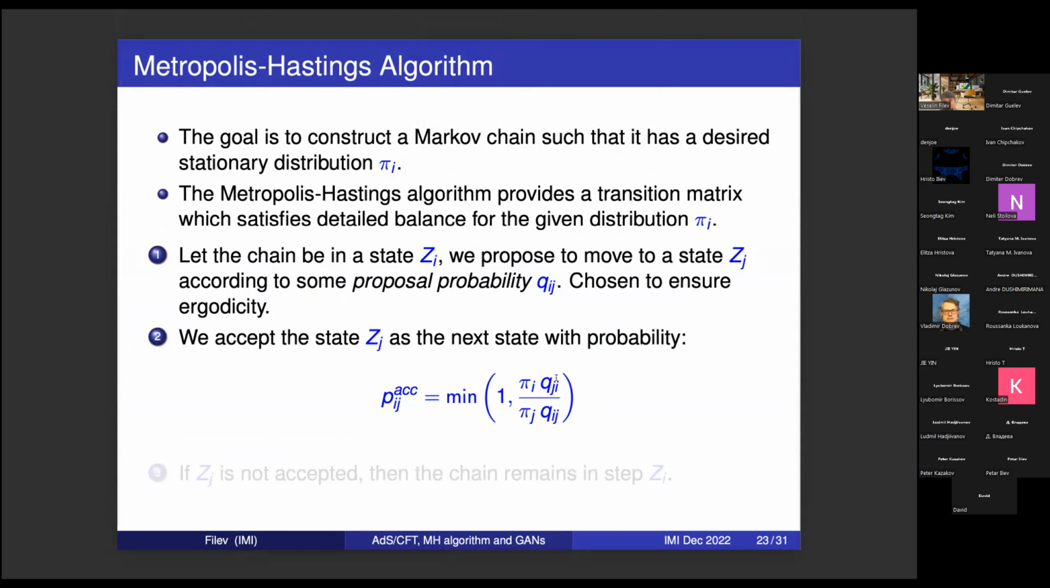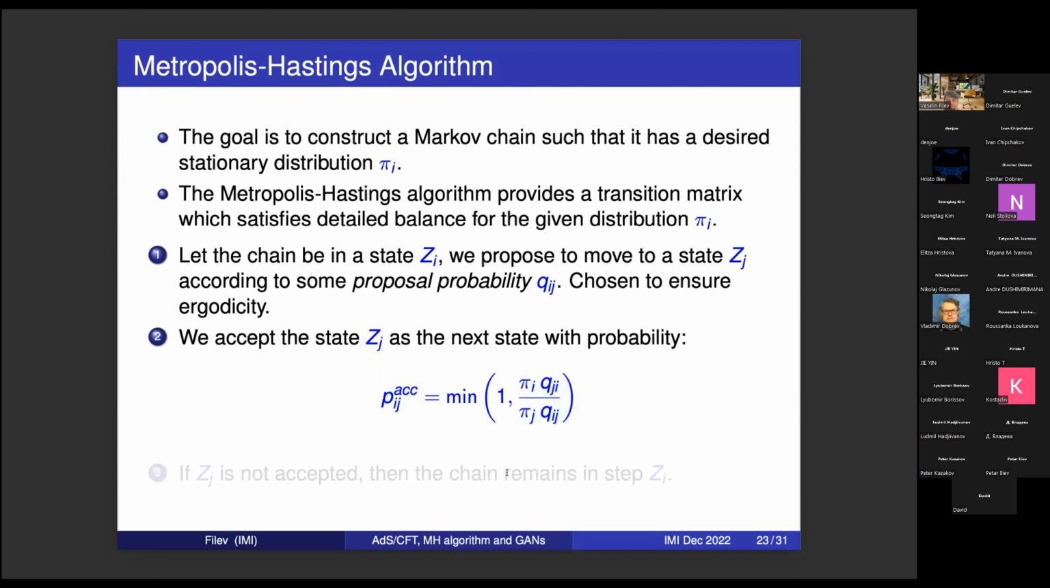You form this ratio here, and you see whether it is larger than 1 or smaller than 1. If it is larger than 1, you will accept it. That means the probability of acceptance will be 1. If it is smaller than 1, you will accept it with the probability equal to the ratio.